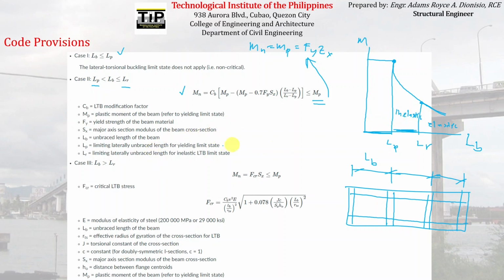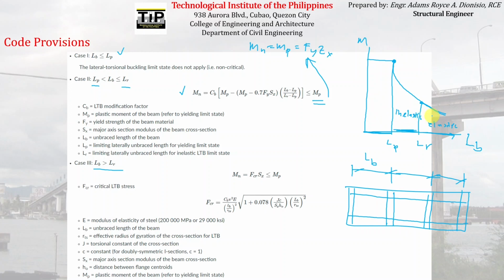For the third case, wherein the spacing between our lateral braces is greater than LR, meaning the spacing of our lateral braces are larger than LR na. For that particular case, we know for a fact that our beam will behave elastically, and if it will behave elastically, therefore, it will not experience stresses as high as the yield stress. But the consequence with that is it will not attain as high a moment capacity as inelastic buckling and yielding.